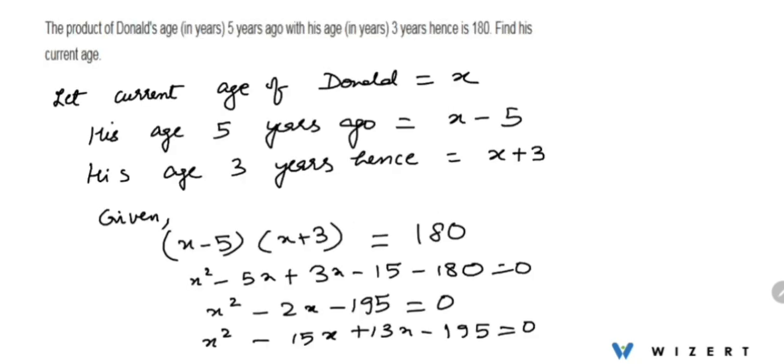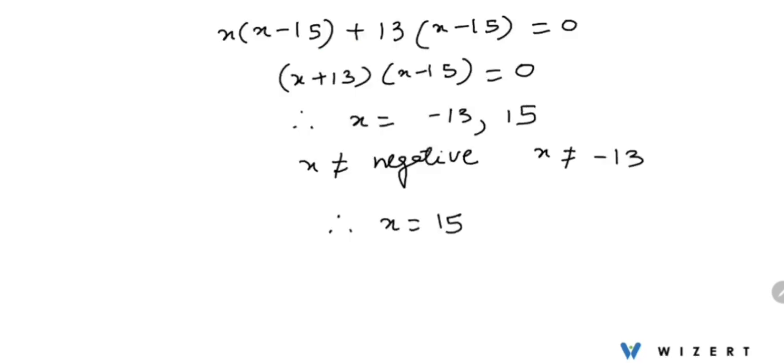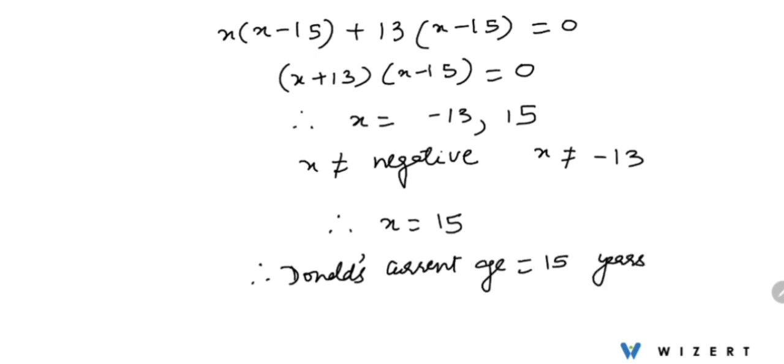So x is Donald's current age. Hence, we can say that Donald's current age is 15 years. So this is our answer.